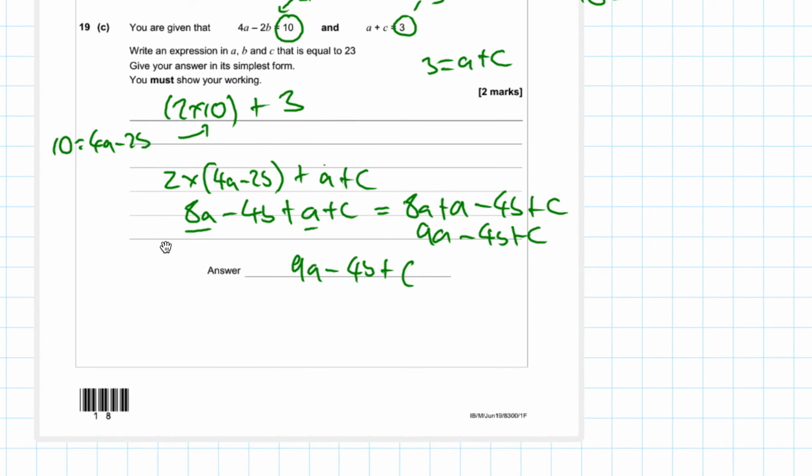There are other answers that you can have. An alternate answer is 7a plus 2b plus 11c. That will also work as well to get your answer. So there's multiple ways of doing this one. Okay, that's question 19. Question 20.